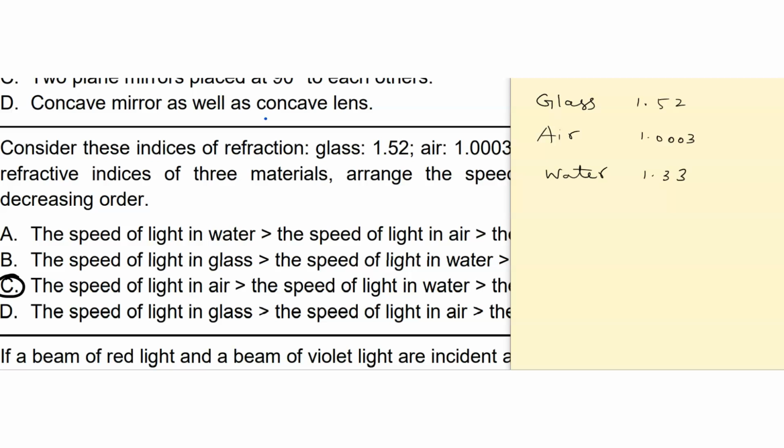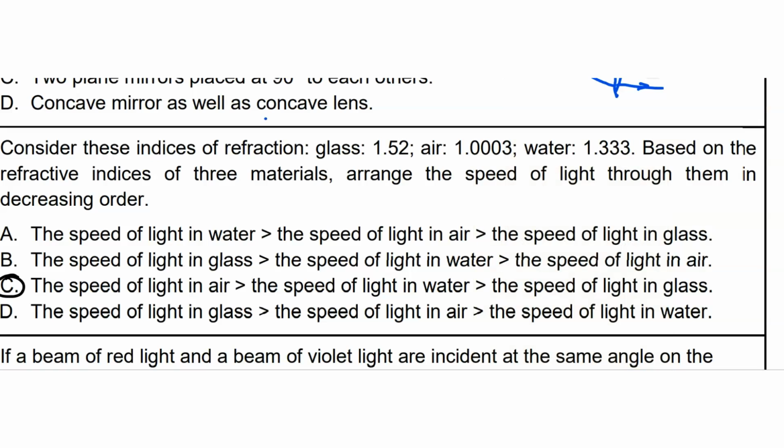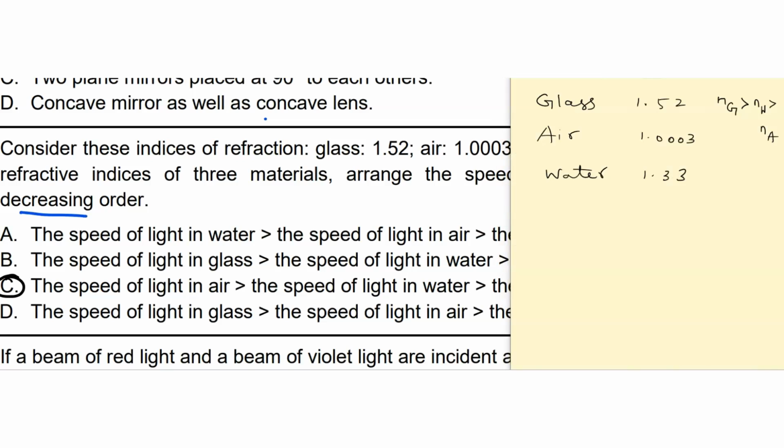So which has the greater refractive index? n of glass is greater compared to the refractive index of water, which is again greater compared to the refractive index of air. So this is the hierarchical order of the refractive indices. What they have asked is, arrange the speed of light through the three mediums in decreasing order. So I want the velocity of light in the different mediums first. So let us find the velocity of light in glass, water, and air.